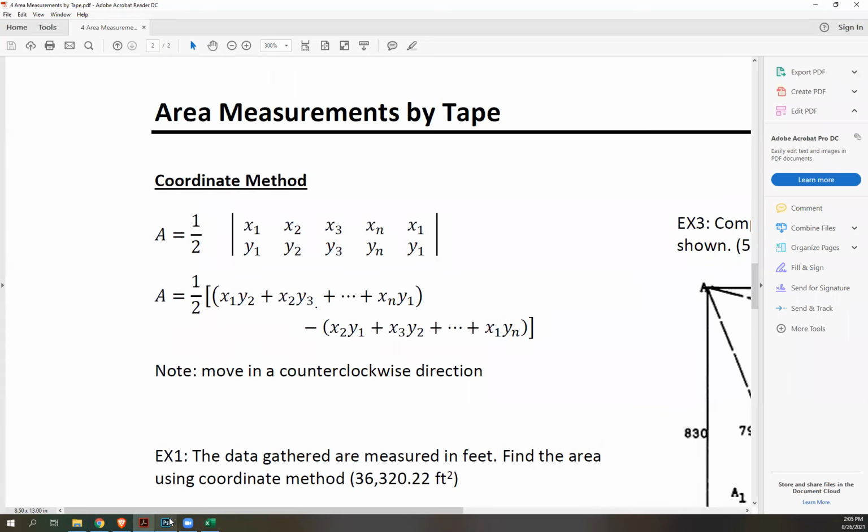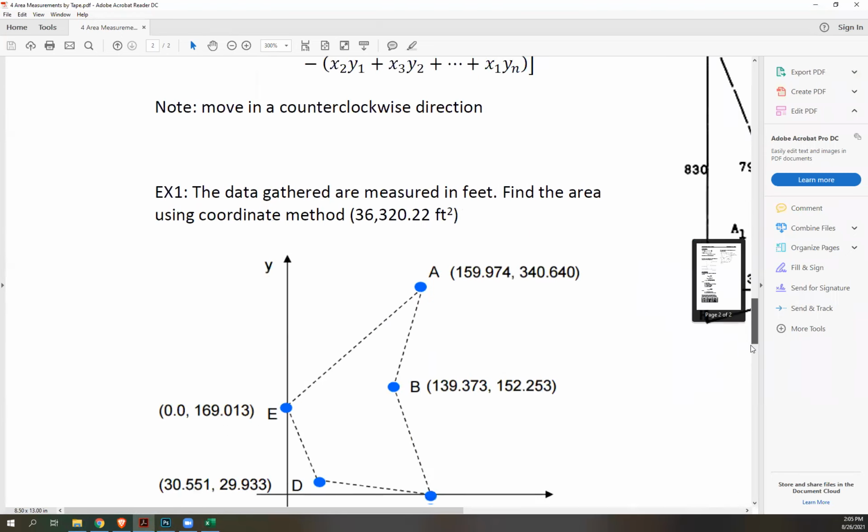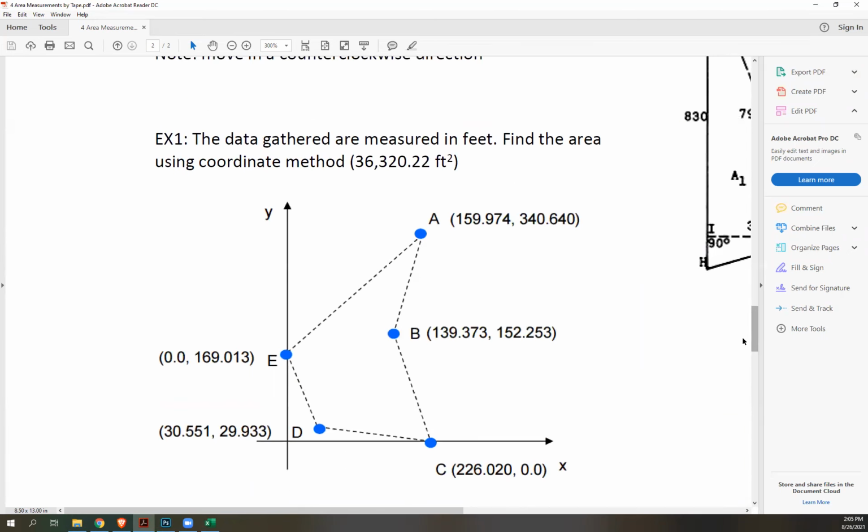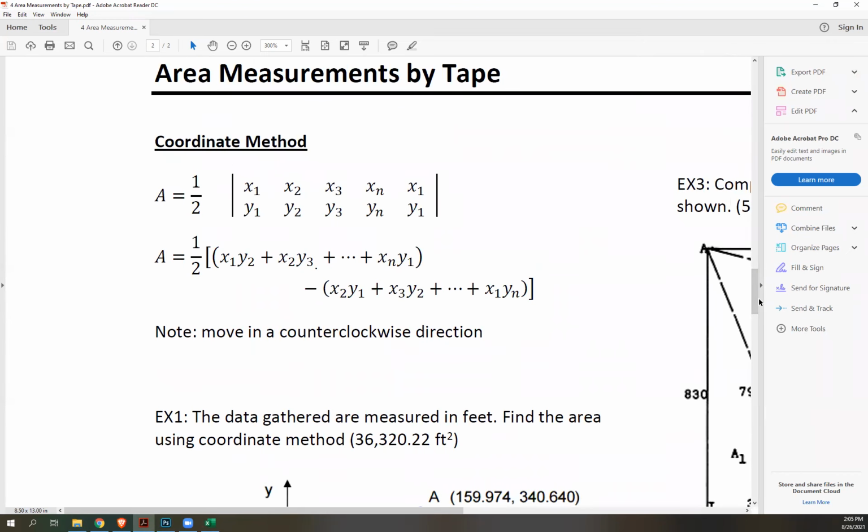So this is basically your answer. Instead of being given measurements to a point, you're given coordinates, hence coordinate method, with reference to a Cartesian plane. So this is your x and y axis. These are the points of interest. Okay. So the way to get this area is to use this equation. So 1/2, and then you're gonna choose any point as your x1, y1. Okay. And then you're going to move clockwise from that point.